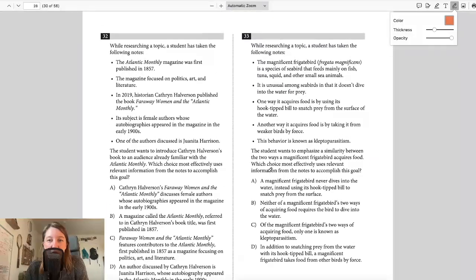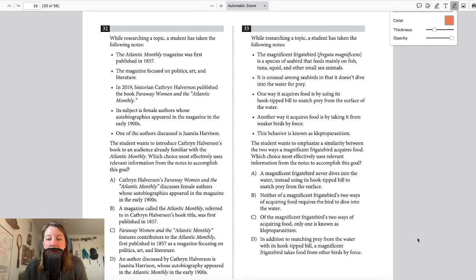All right, last page, last 2 questions, and then it's the weekend. So 32. Same structure, and 33, if you look ahead, is also the same structure. So let's read the question. It says, the student wants to introduce Katherine Halverson's book to an audience already familiar with the Atlantic Monthly. Which choice most effectively uses relevant information from the notes to accomplish this goal?